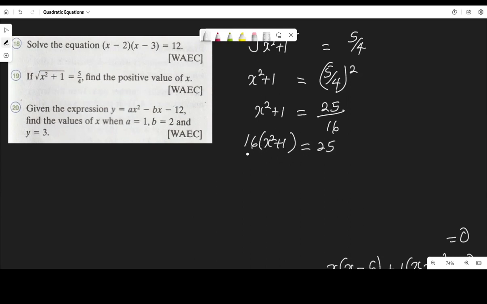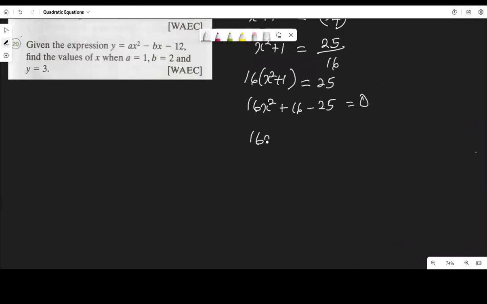By expanding, by distributing this 16, I have 16s squared plus 16 minus 25 equal to 0. So 16s squared, 16 minus 25, that should be 9 also, minus 9 equal to 0. Looking at this, it is a perfect square. 16 is a perfect square, 9 is a perfect square. So 16 I can write as 4 squared, then s squared. 9 I can write as 3 squared, equal to 0.